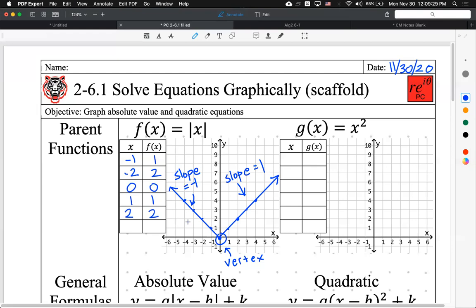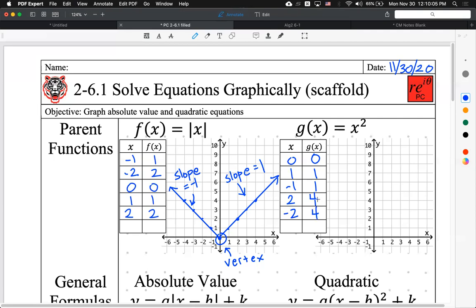Okay, what about the quadratic function? X squared. That's the easiest function I can make you. That's a parent function. Again, if you don't know what a quadratic function is, make a table. If I plug in 0, 0 squared is 0. If I plug in 1, 1 squared is 1. If I plug in -1, Oscar, I get 1. If I plug in 2, Ellery, I get 4. If I plug in -2, Beverly, I get 4.